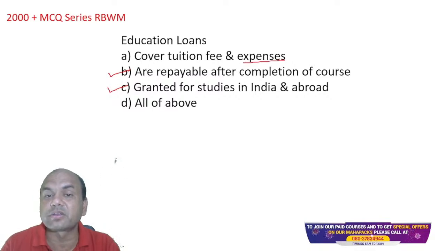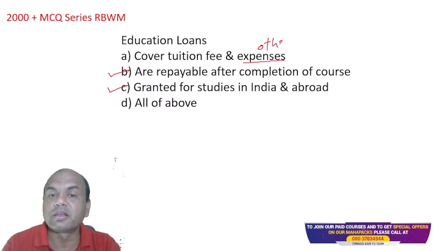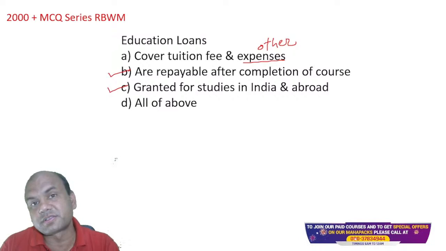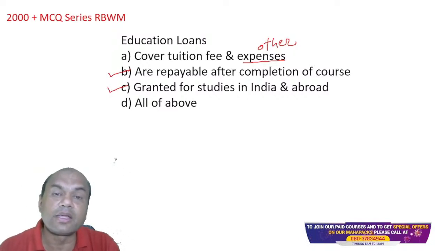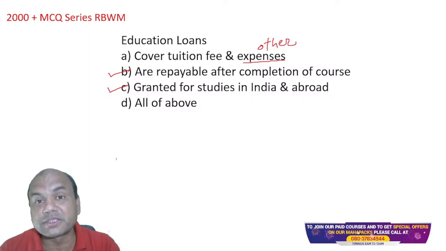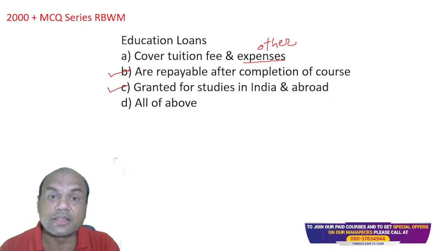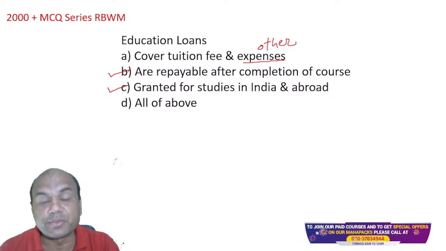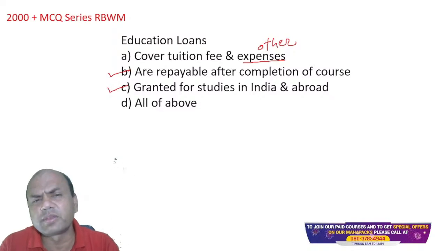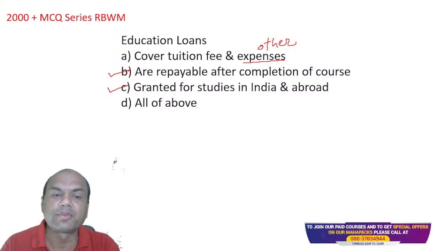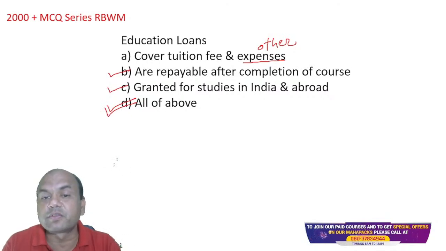Other expenses you can call it, other. Does it cover the hostel fees? Does the education loan cover my daily expenses for staying there, my food expenses, or does it cover only tuition fees? So the correct answer is, that's why I said, now we'll be coming to the difficult part. It is D. Are repayable after completion of the course means what?